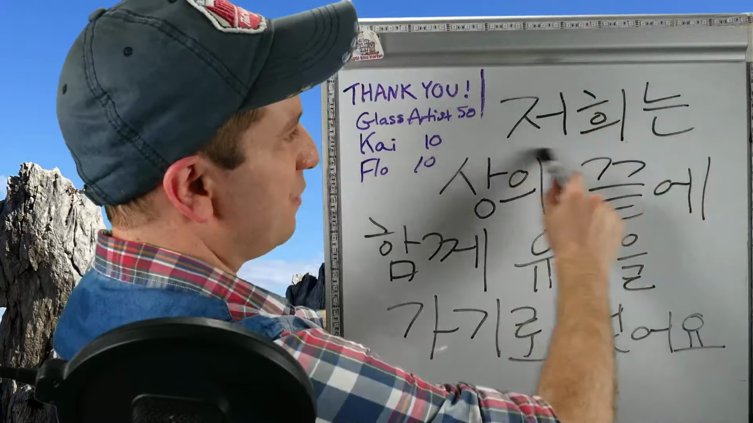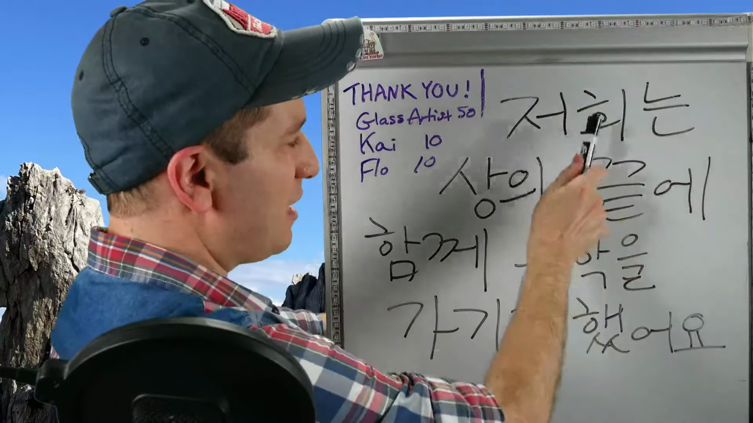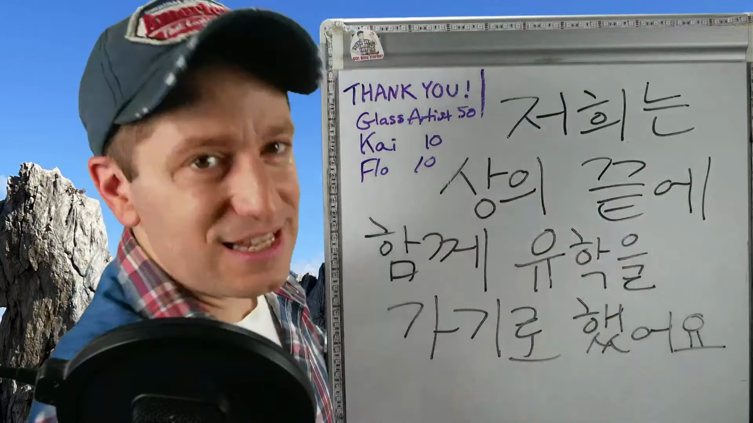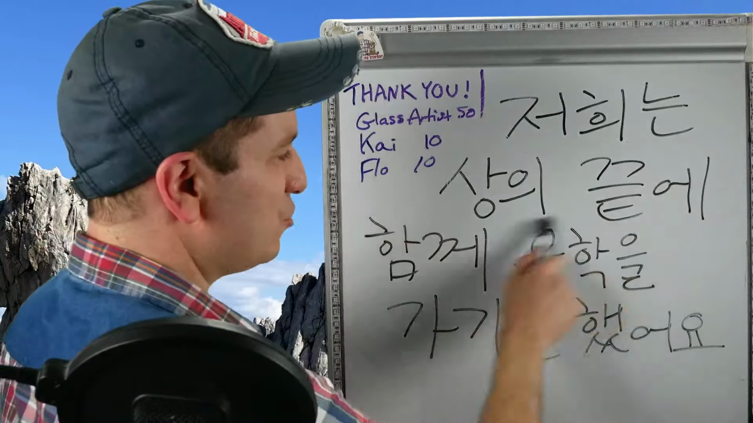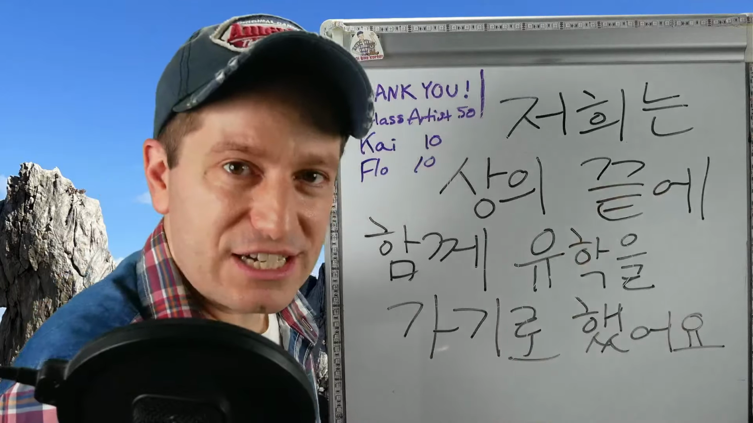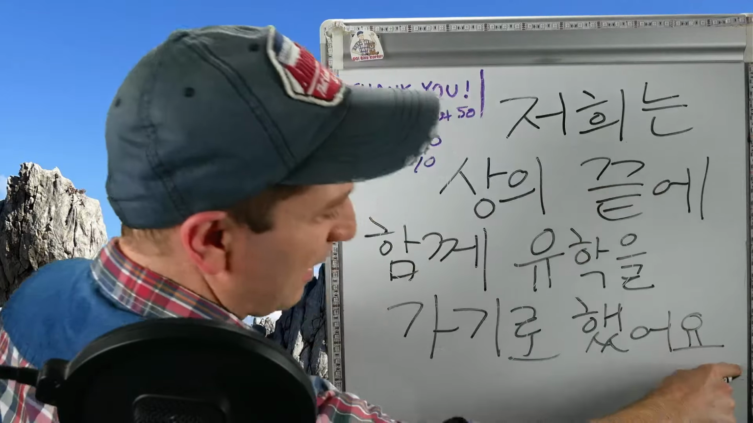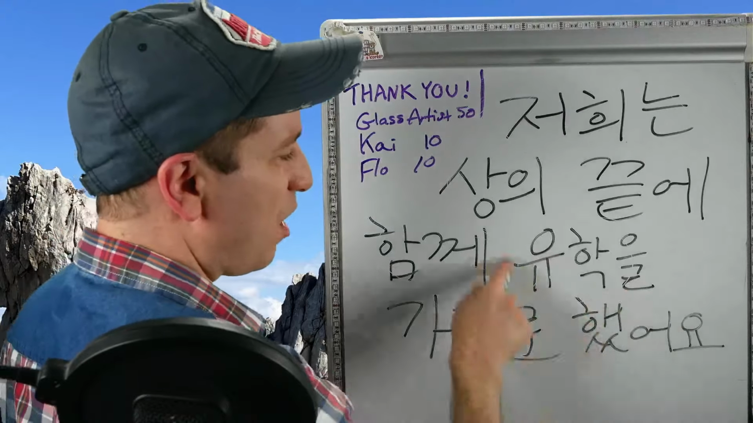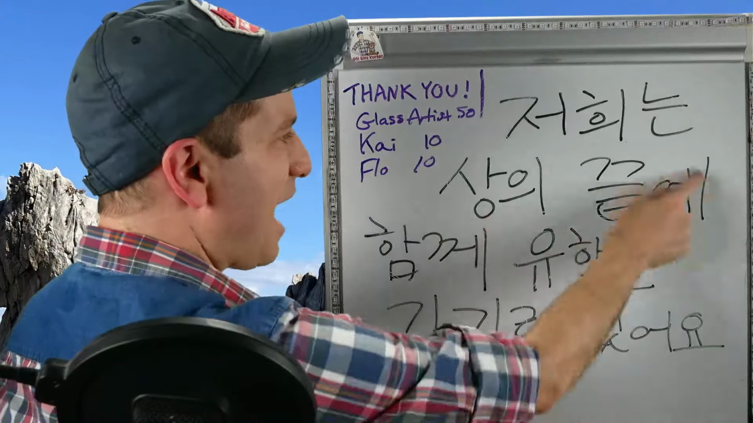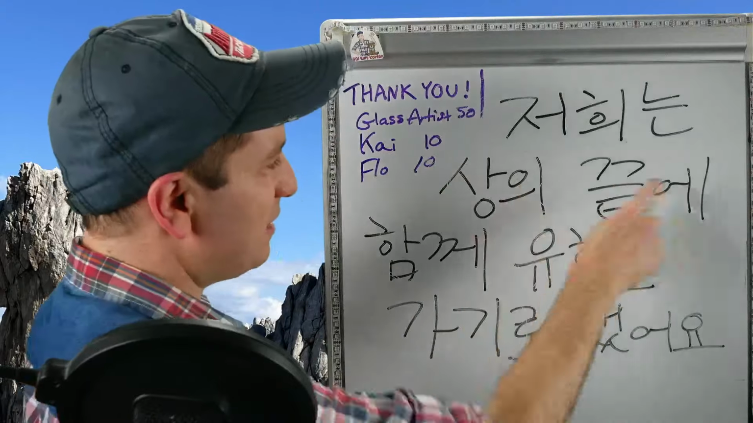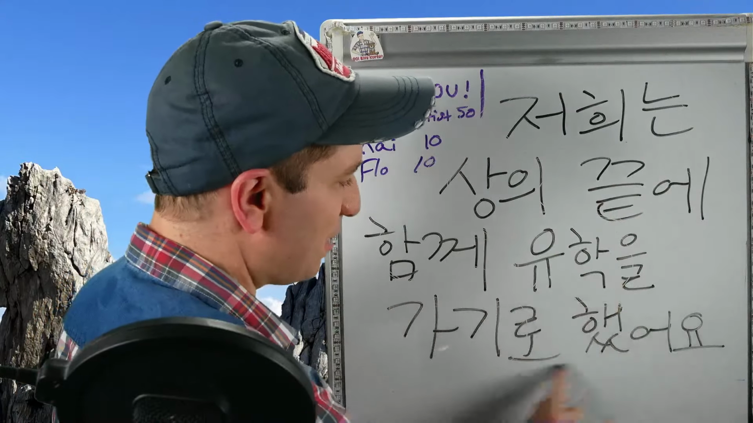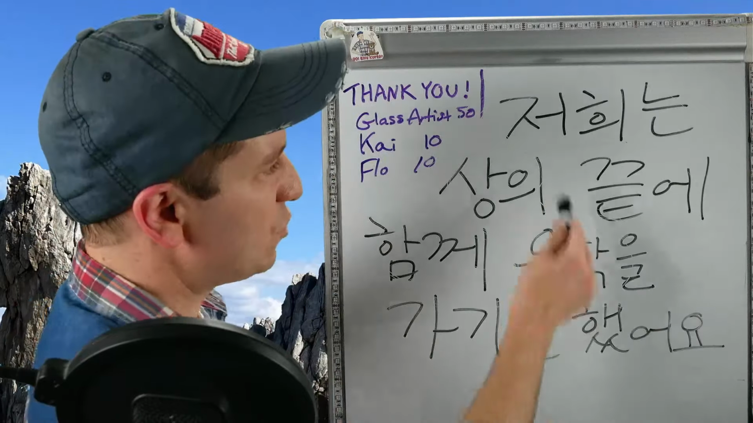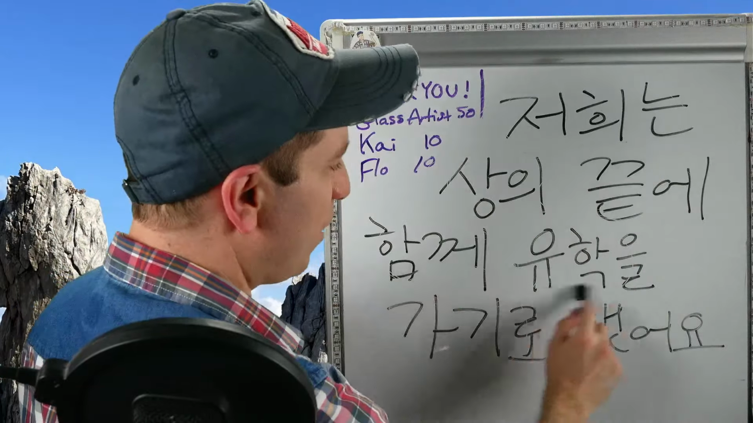저희는, this is the polite version of 우리. So 저희는, so us, 상의, discussion, 끝에. So after discussing it, 함께 together 유학하다 to go as a foreign exchange student. 가기로 했다 to decide to go. So 가기로 했어요. So we decided to go abroad as foreign exchange students together after talking about it. 저희는 상의 끝에 함께 유학을 가기로 했어요. So after discussion, we decided to go study abroad together. 저희는 상의 끝에 함께 유학을 가기로 했어요.